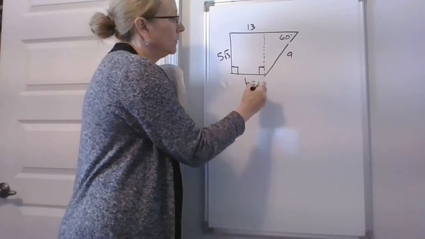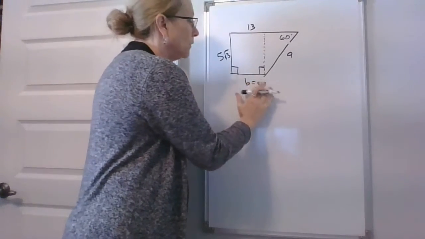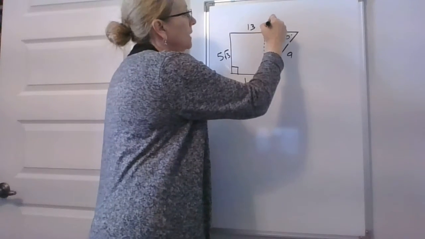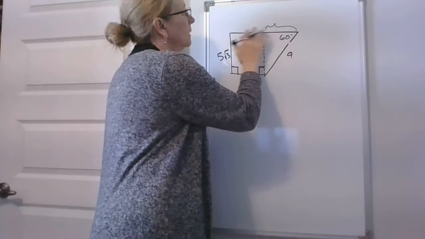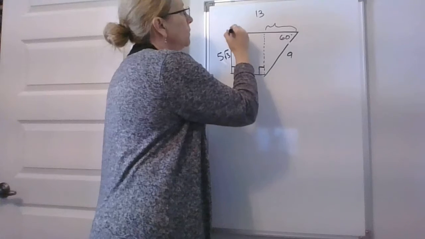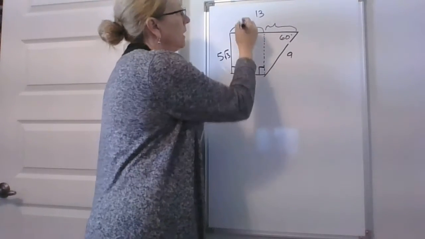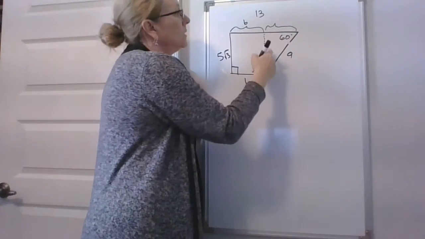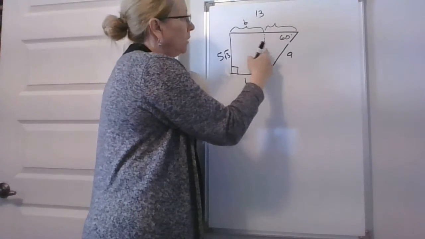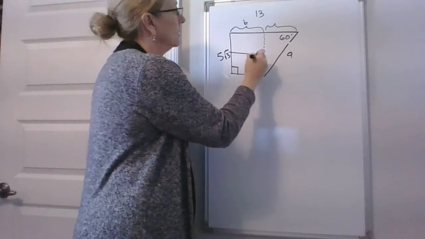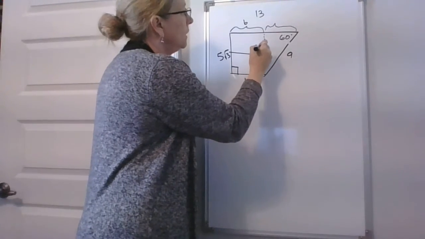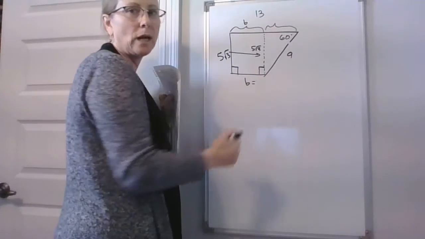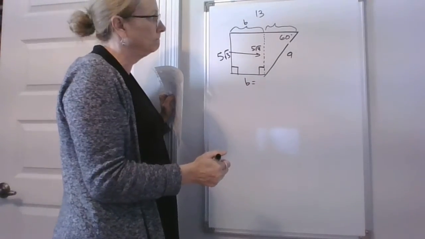So what is B? Oh, I'm sorry, not 13, not yet. I jumped ahead. We need to find this length so we can subtract it from 13 and find this length, because this is the same as B down here. Okay. So looking at our first triangle here, we see that 5 root 3 is that side, because we have a rectangle. Opposite sides are congruent.